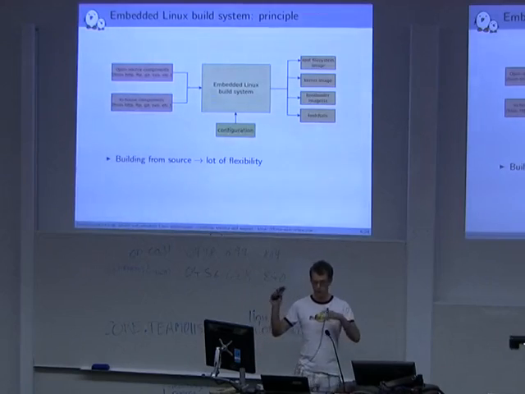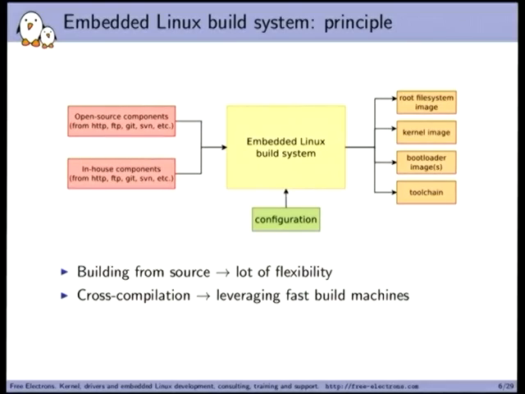You can adjust whatever configuration option for each individual component as you want. Since we're cross-compiling everything, we are leveraging the power of our fast desktop and server machines, so you can have a big Intel machine to do all your cross-compilation, which allows you to build a kernel for your Raspberry Pi in just a few minutes instead of a few hours if you do native compilation on the target.